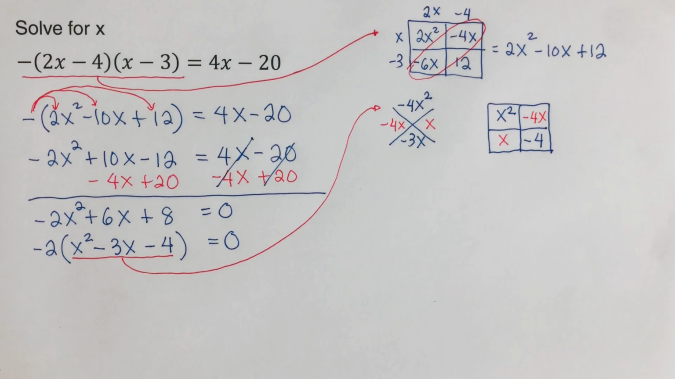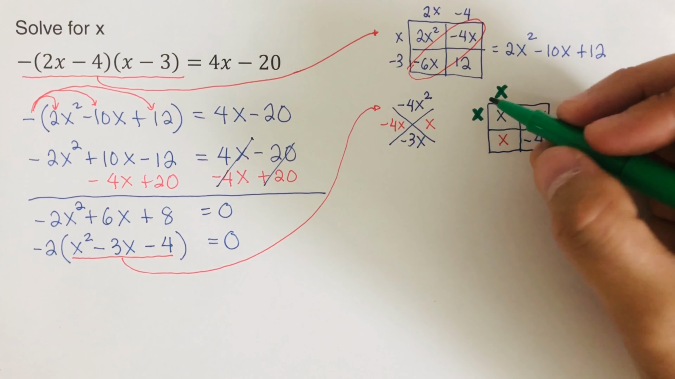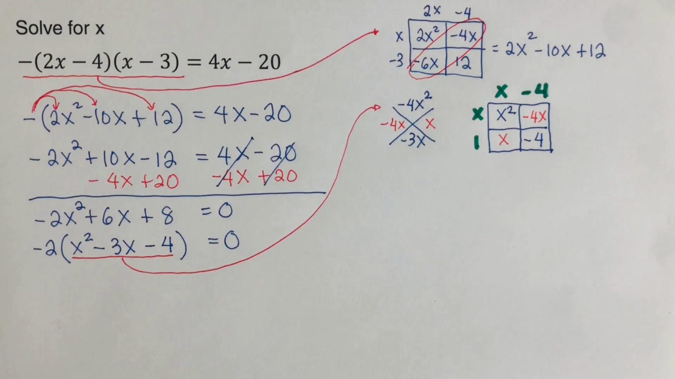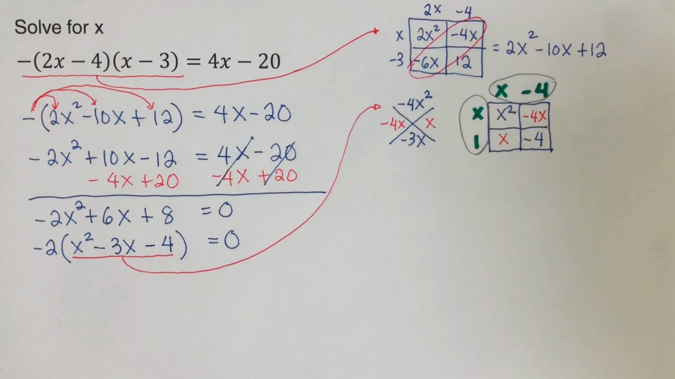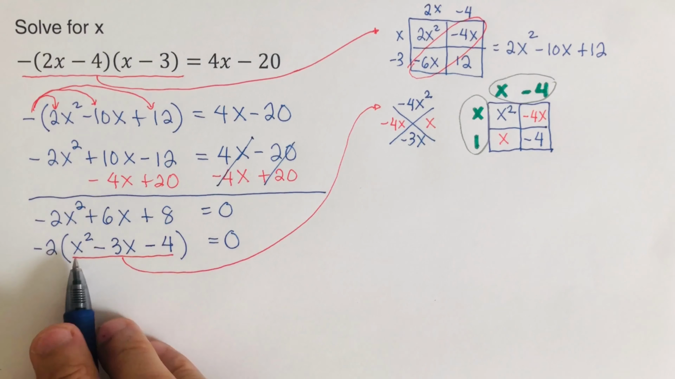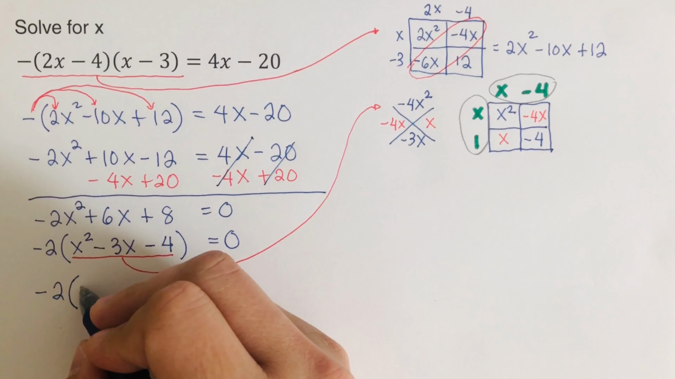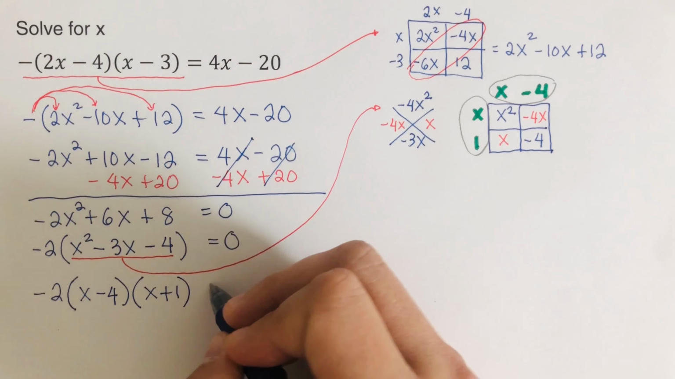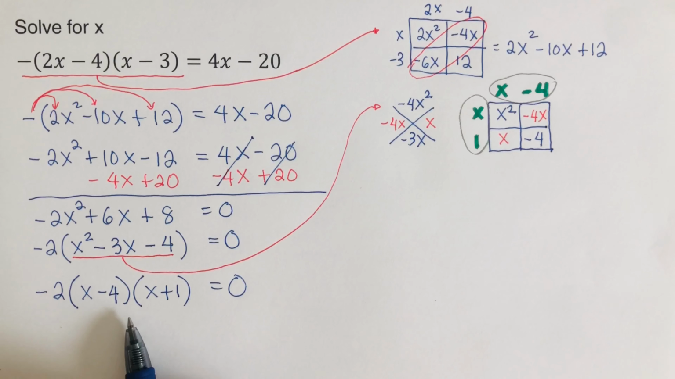So then we can determine the factors at this time. That would be x and x, and then we have 1 right here, so it's positive 1, and this one is a negative 4. So the factors are x minus 4 and x plus 1. So I go ahead and rewrite that over here. So that would come out negative 2 parentheses x minus 4 and then x plus 1 equals 0.